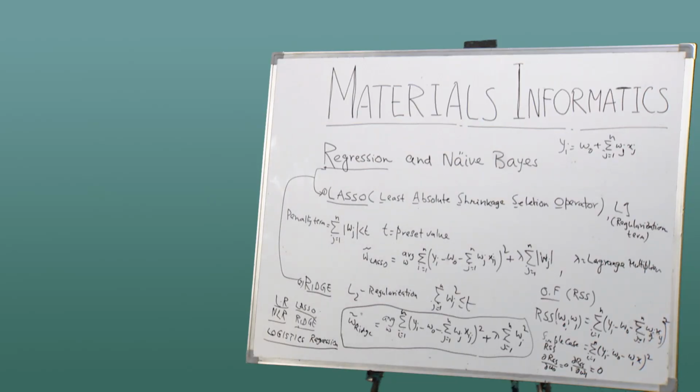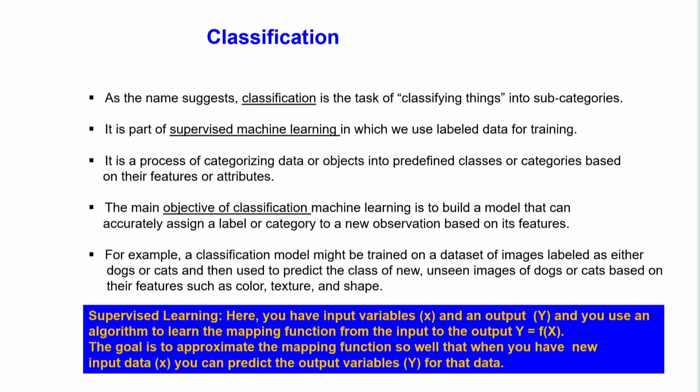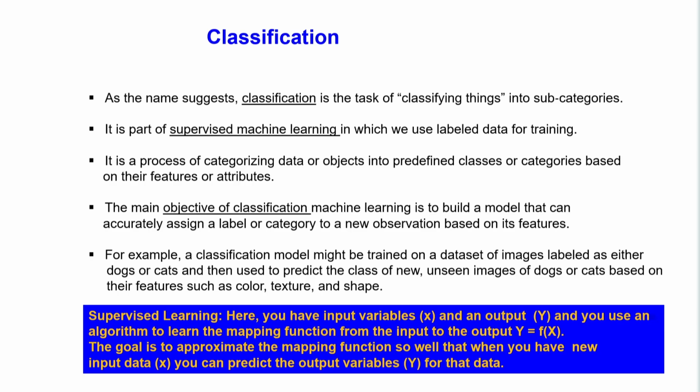Okay. So, let me now go back to some aspects of classification, just to introduce it. Classification is the task of classifying objects or things into different subcategories, right. That is what we do in classification. It is basically a supervised machine learning technique in which we use labeled data for training. It is a process of categorization of data or objects into different predetermined classes. Therefore, we need to know the features or attributes to classify. You must be thinking how it is done. Okay, we will show you in a moment's time.